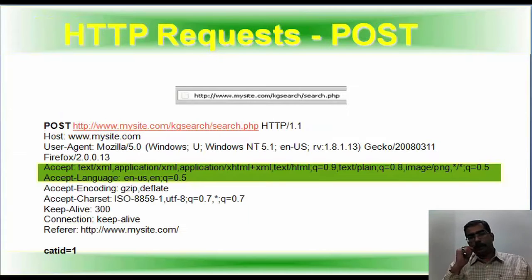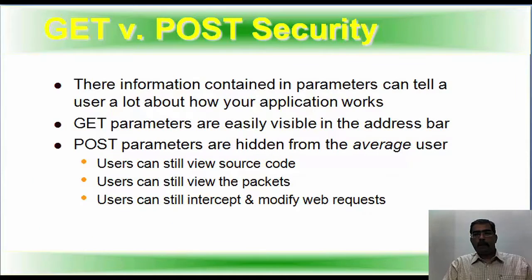This is an example of a POST request. Same way, POST http my site kg search.php. If you see the one highlighted in green, you will see accept text or XML, application XML, XHTML, image also is accepted. So this is how a POST request is sent, and then finally you can see category ID equal to 1, which we had shown you in the GET request also.